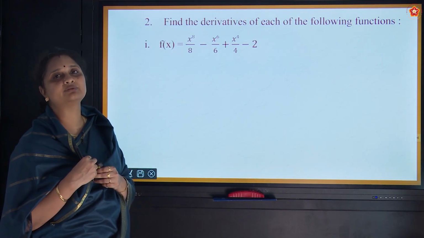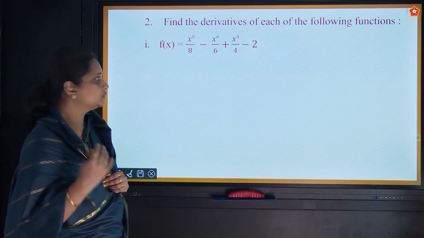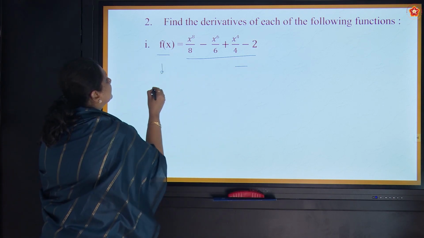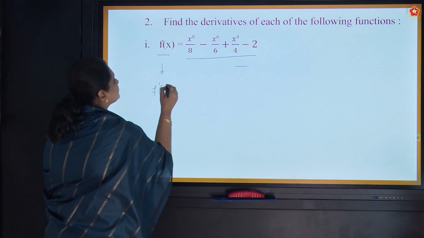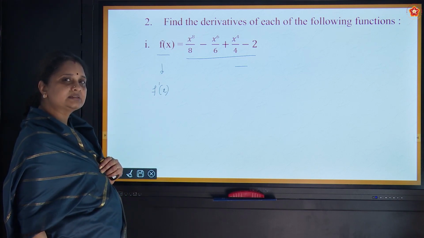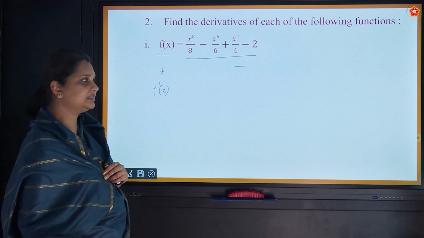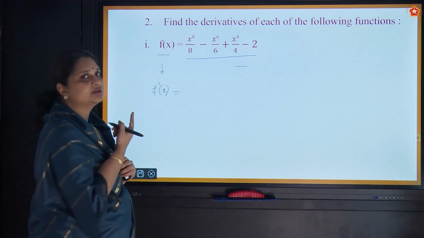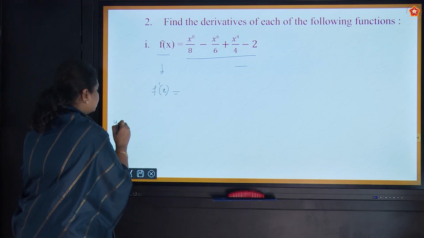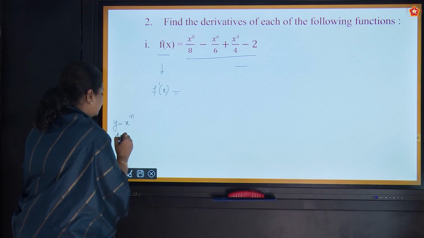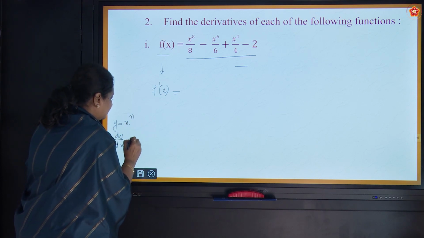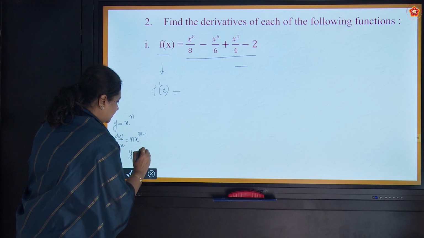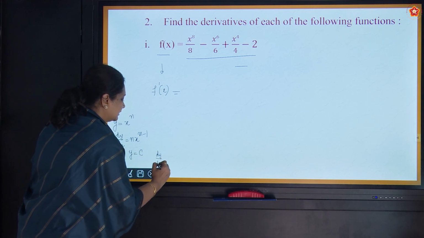Find the derivatives of each of the following functions. Now let's observe how to do this. So here my f of x is this. So when I differentiate f of x, I represent it as f dash of x. My dy by dx, given y is represented as f of x, is represented by f dash of x. This will be equal to, how do I differentiate this? So I have the result here. When y is x power n, my dy by dx is n x power n minus 1, and when my y is a constant, my dy by dx is 0.